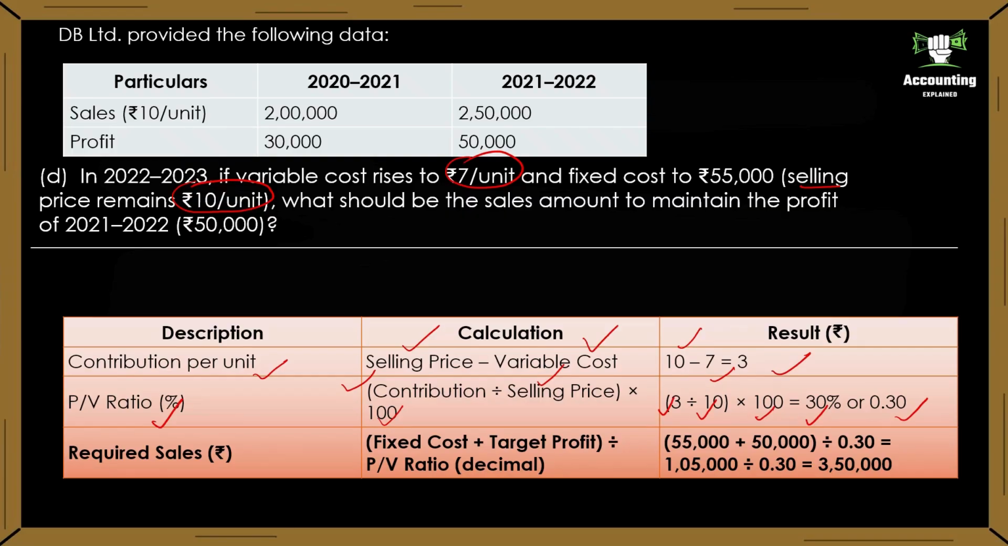Now we are going to find out the required sales. Required sales formula is fixed cost plus target profit divided by P/V ratio in decimal. So fixed cost is how much? In the question they have given the fixed cost as 55,000 and the target profit they need is 50,000, because they need the profit same as 21-22, plus 50,000. And the P/V ratio decimal we calculated as 0.3. So 1,05,000 divided by 0.3. On simplification we get rupees 3,50,000 as the required sales.